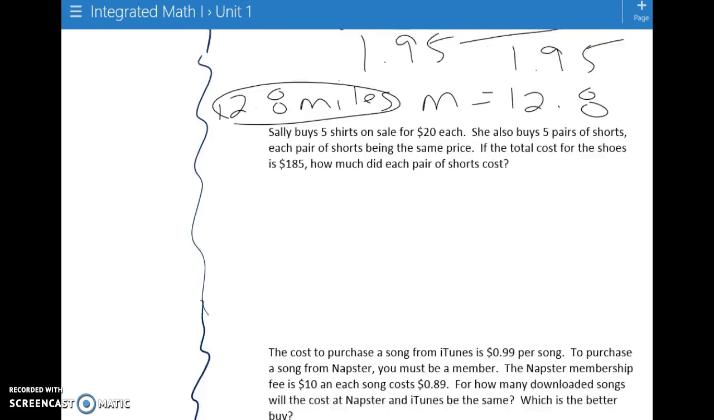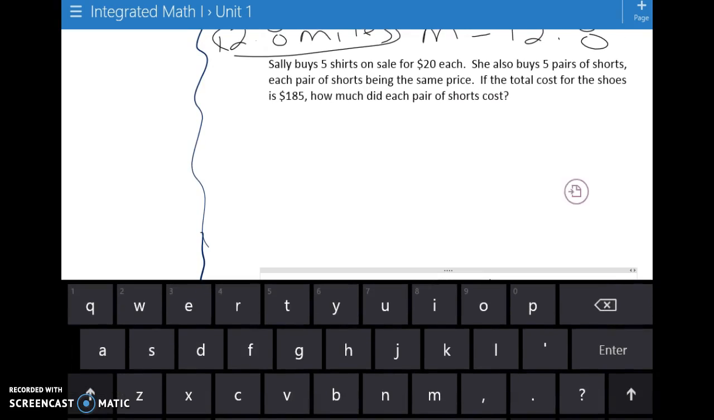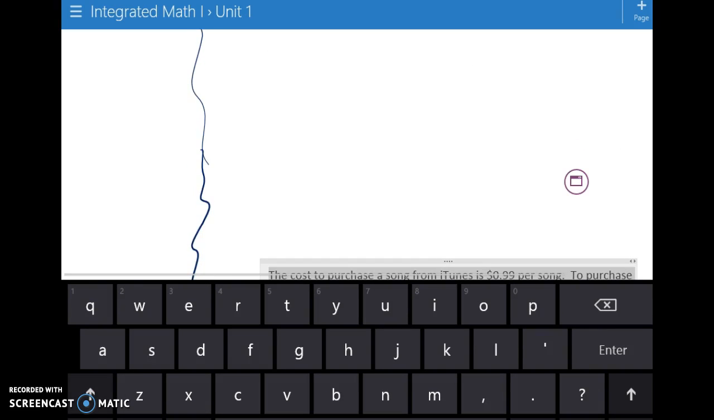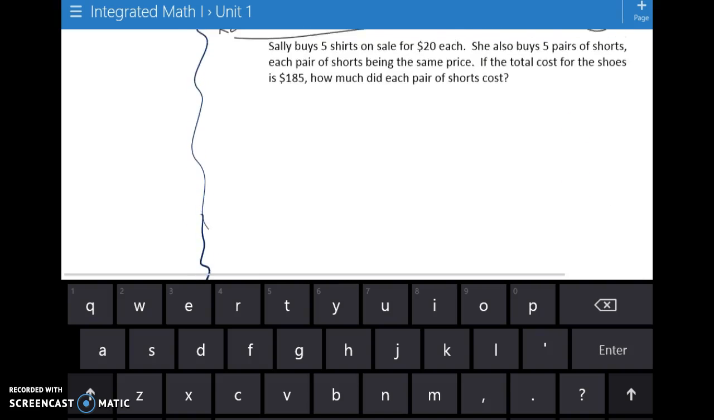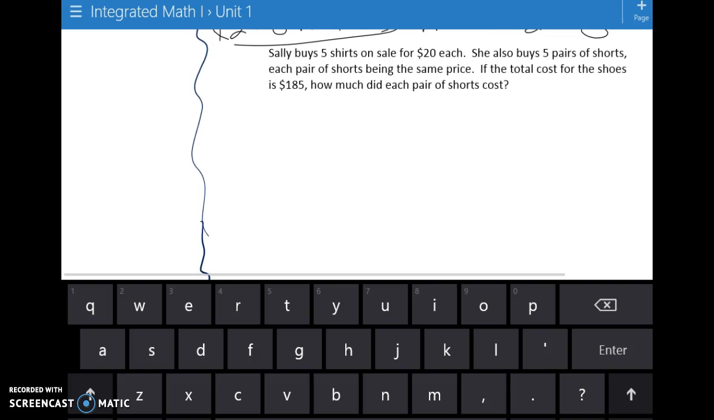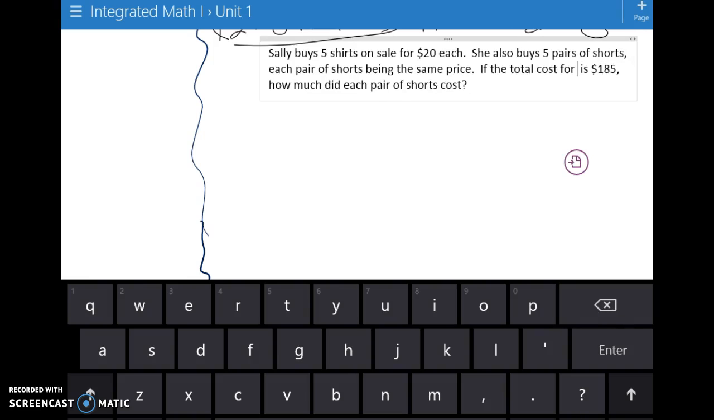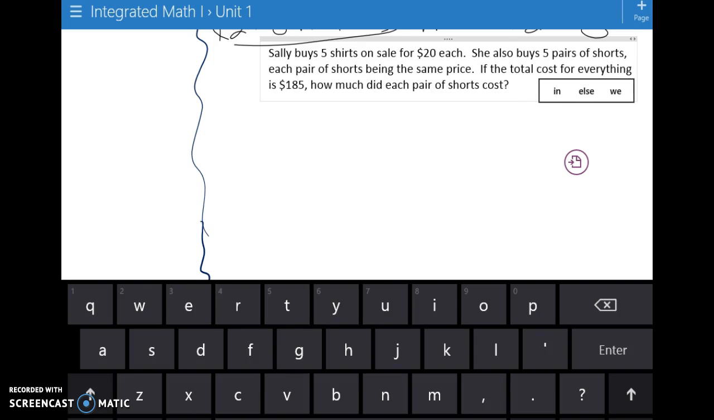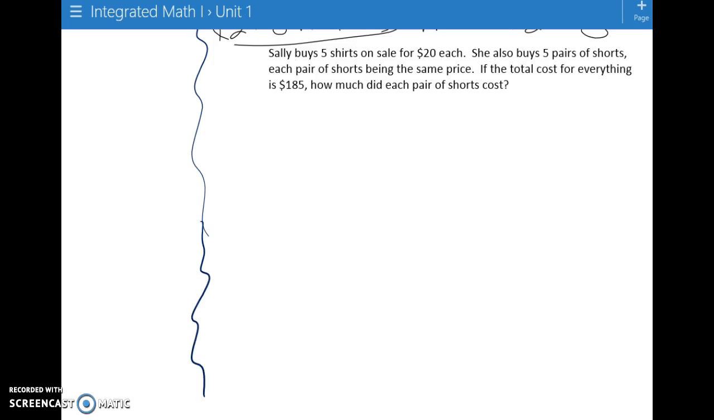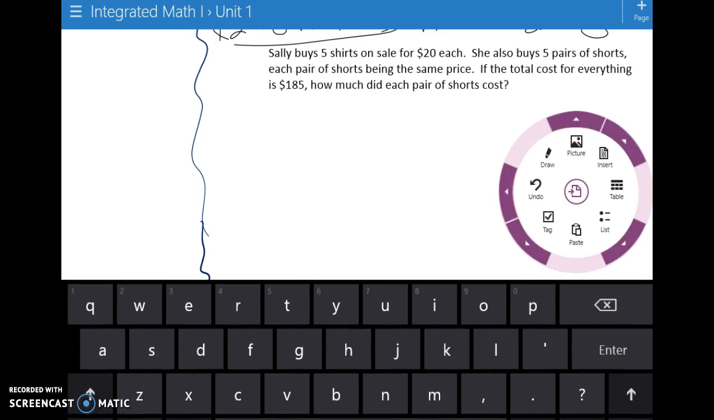All right, we're still moving. Sally buys 5 shirts for $20 each. She also buys 5 pairs of shorts, each pair of shorts being the same price. If the total cost for the shoes, that shouldn't say shoes. If the total cost for everything is $185, how much does each pair of shorts cost? Yes, I'll write that down as one of my mistakes.